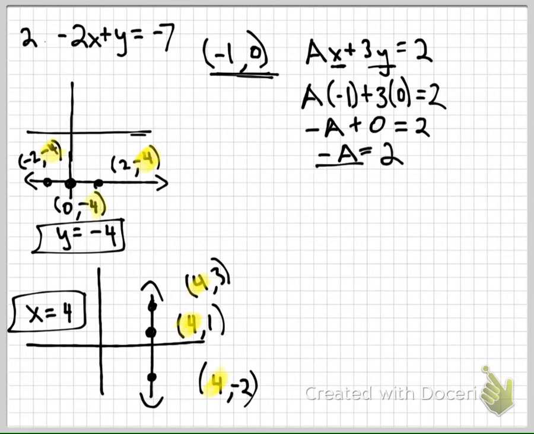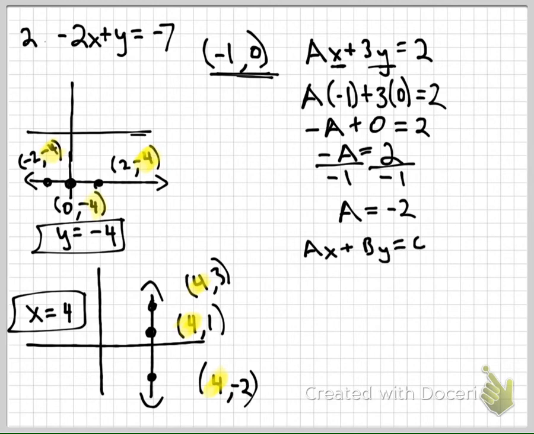If you divide each side by negative 1, just to get rid of that negative, you can also multiply by negative 1, it doesn't matter, you'll get a is equal to negative 2. So if we're writing it in that equation, then we can do our ax plus by is equal to c.